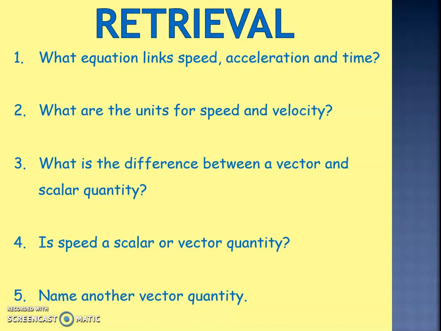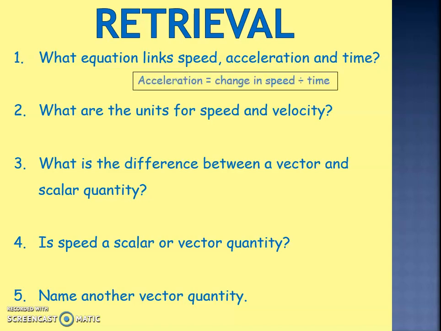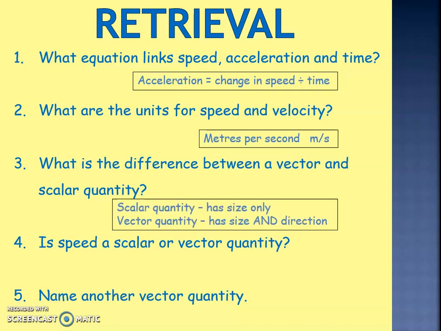Okay, so question 1. What links speed, acceleration and time? Acceleration is change in speed divided by time. Units for speed and velocity are both in meters per second. What's the difference between a vector and a scalar quantity? A scalar quantity has size only, whereas a vector quantity has size and direction.